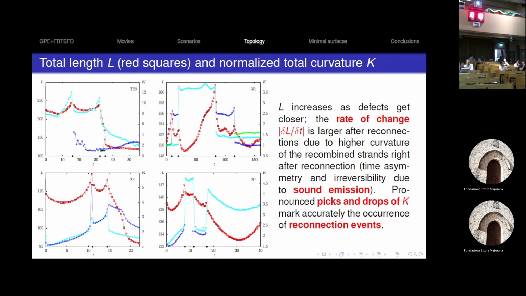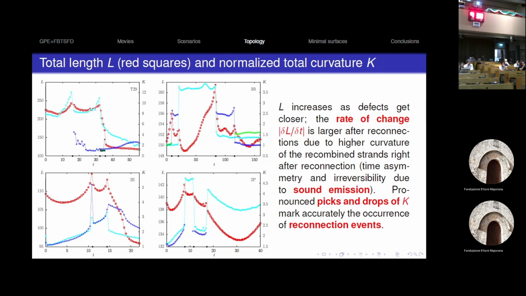A constant characteristic is that the length has a maximum at reconnection time. Plus, there's an asymmetry, and you can see that after reconnection, the length decreases very quickly. So its derivative is higher in absolute value than before reconnection. This is a fact that is already known, and it's due to sound emission. So for this reason, reconnections are irreversible somehow.